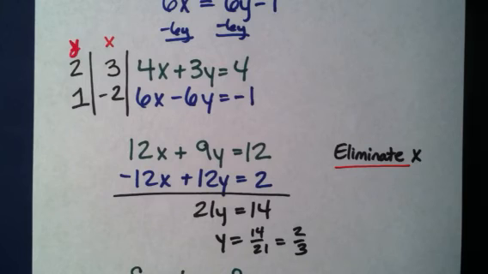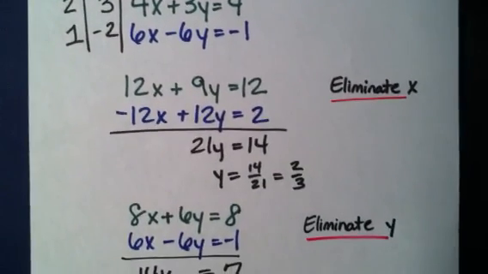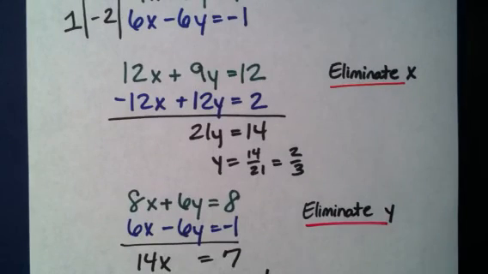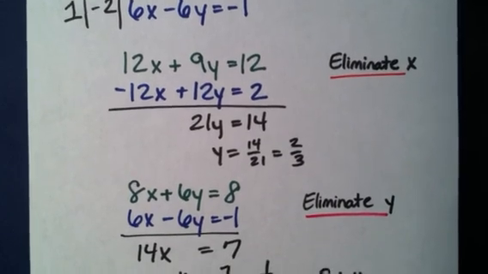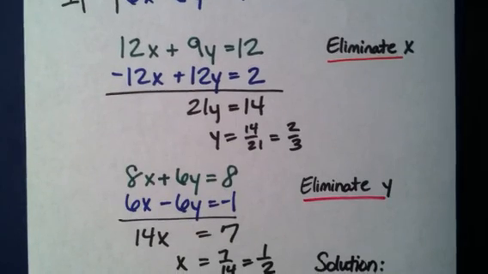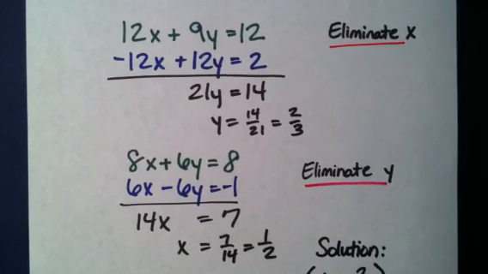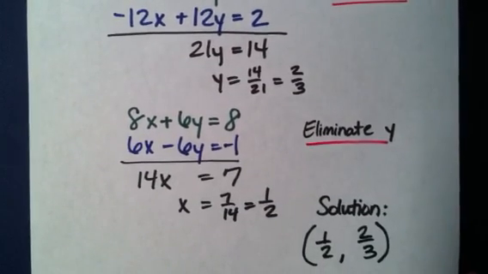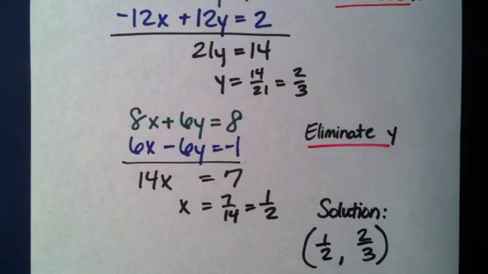I then multiply those original equations, the first one by 2, the second one by 1. I get 8x plus 6y equals 8, and 6x minus 6y equals negative 1. When I add the equations together, I get 14x equaling 7. Divide both sides by 14, and x equals 7/14, which is the same thing as 1/2. So my solution to this system of equations is 1/2 for x and 2/3 for y.